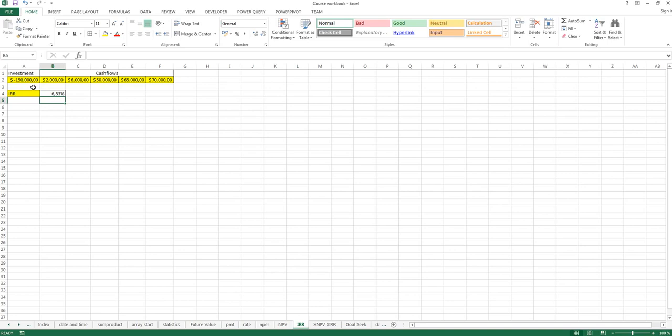Okay? That's the IRR. So, for financial professionals, that just means that if this IRR, right, this internal rate of return, is greater than what we expect from the investment, or the percentage figure we want, then we would do the investment. Okay?